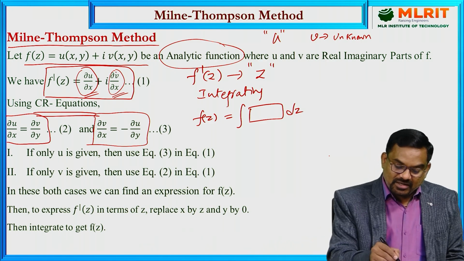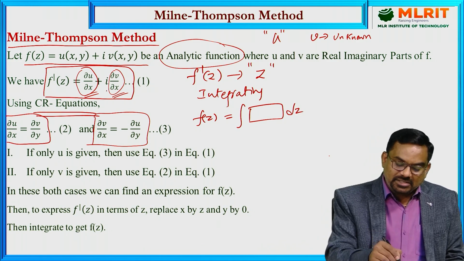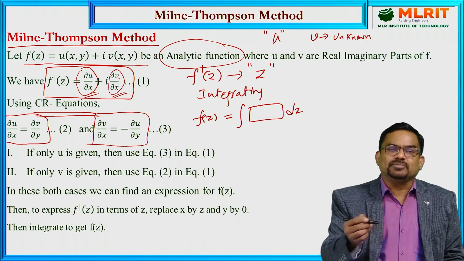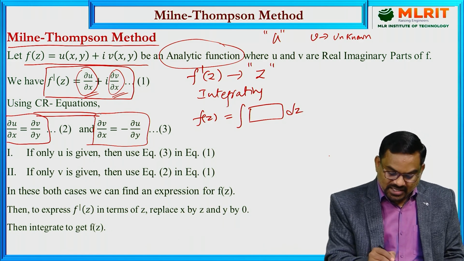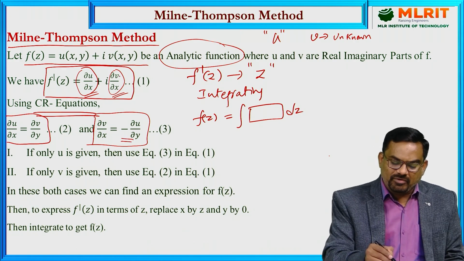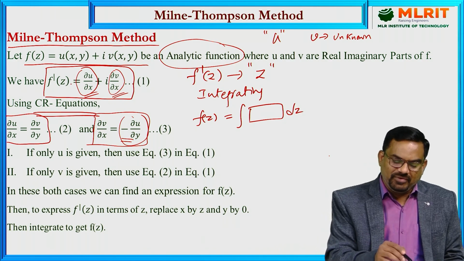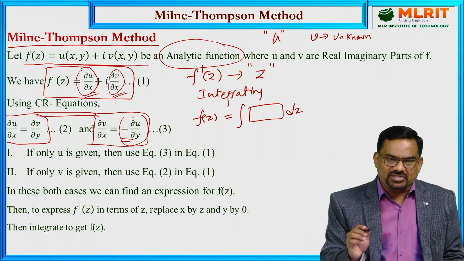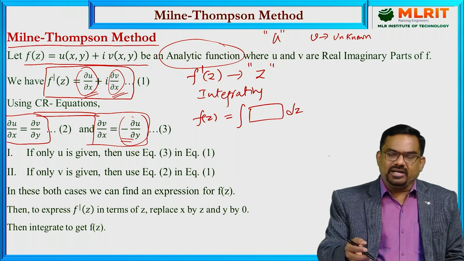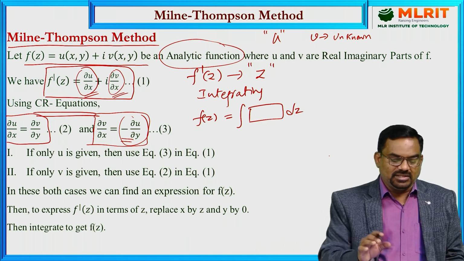Then in the second term of f dash z, we have dou v by dou x. We can replace this term using the CR conditions and write it in terms of u. Here you see the second condition, dou v by dou x is minus dou u by dou y. So I can replace dou v by dou x by minus dou u by dou y. Then completely f dash z will be in terms of a single function u, which is the real part given in the problem. Then by integrating we can find the exact f of z. That is the actual thought behind this Milne Thompson method.